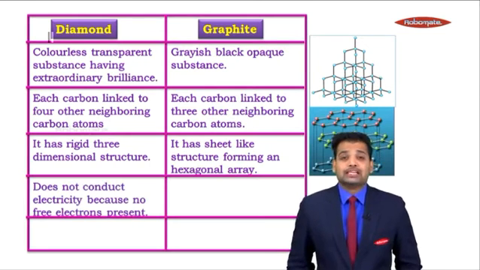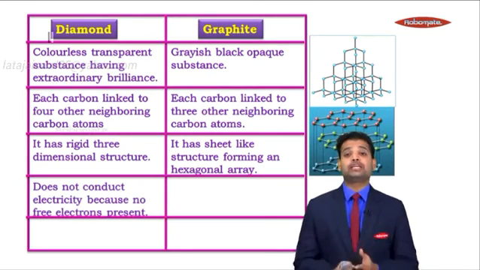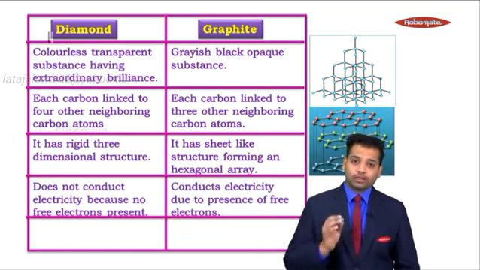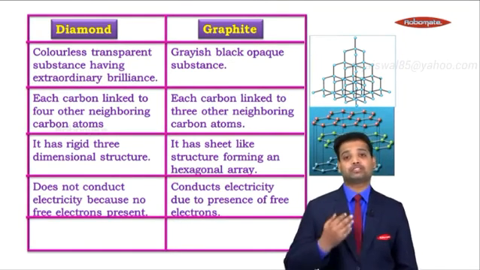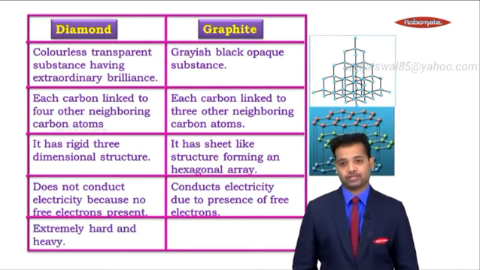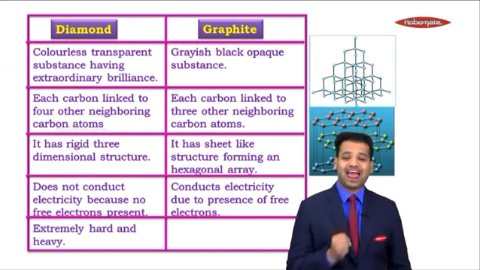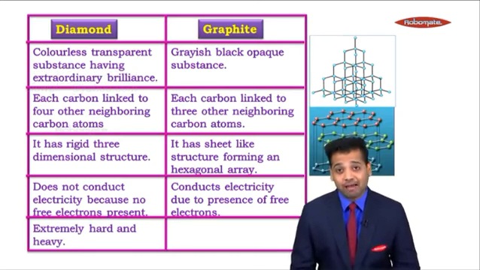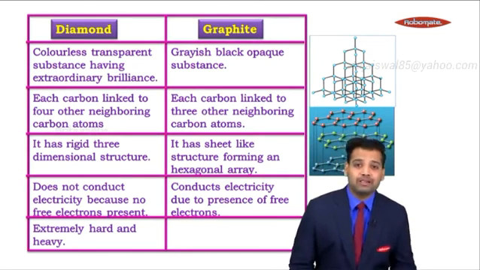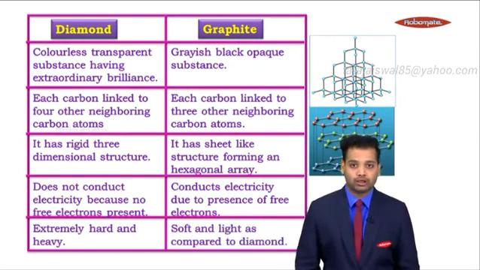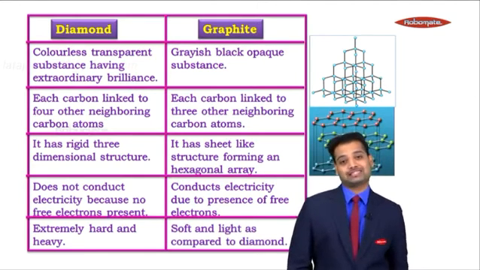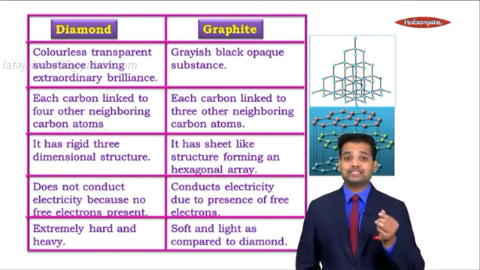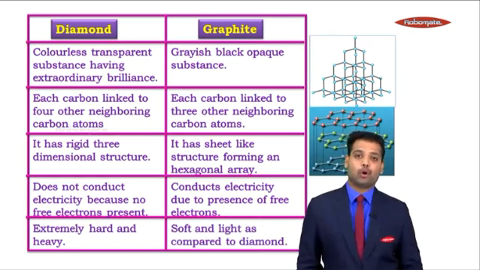The fourth point, diamond does not conduct electricity because it does not have free electrons. On the other hand, graphite conducts electricity because it has free electrons. Extremely hard and heavy is diamond. You cannot even break it with a hammer. In fact, the hammer will break and diamond will not. Graphite is soft and light as compared to diamond. That is why pencils can easily write on the page.